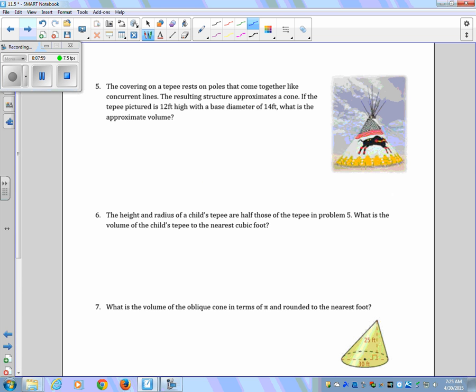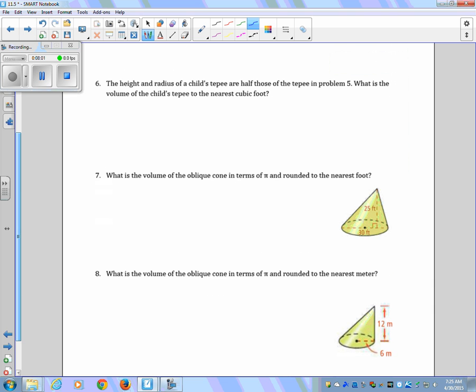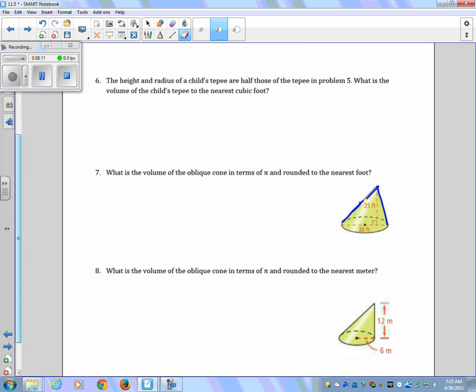Okay, so let's just do one. Let's skip down to this oblique one. What's the volume of the oblique cone in terms of pi? If it's oblique, which means it's kind of tilted over to the side, or whether it's standing straight up, the formula is going to be the same. So we need our list. We know our height is 25.